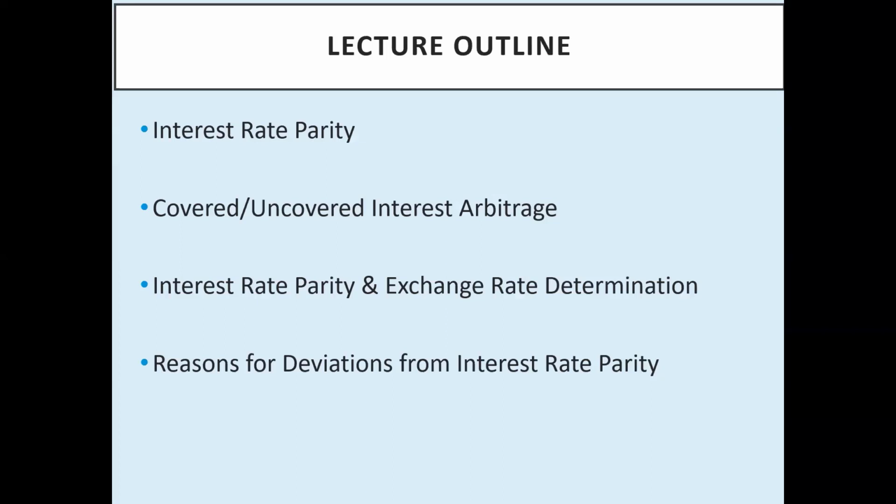So the outline for today is we will first introduce the interest rate parity condition. As we mentioned before, we are linking the interest rate to the foreign exchange rate, okay? We are going to derive the interest rate parity condition first, and then we are going to use arbitrage to prove that this condition should hold, okay?